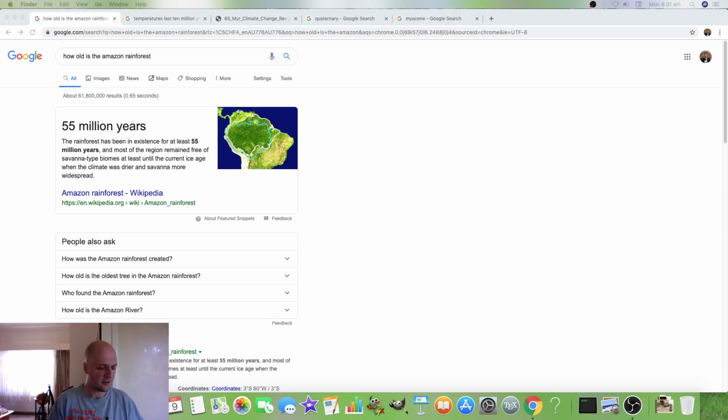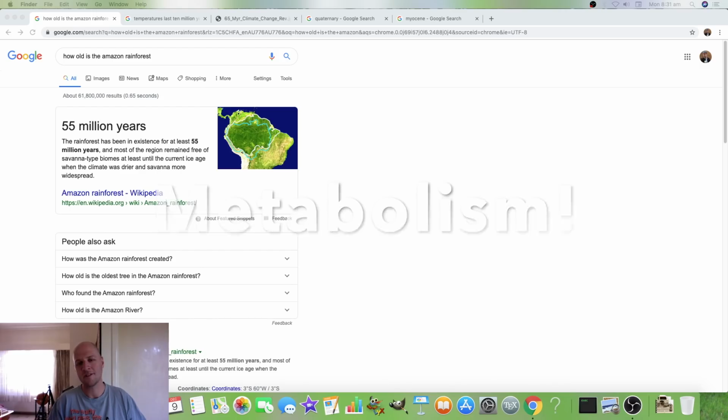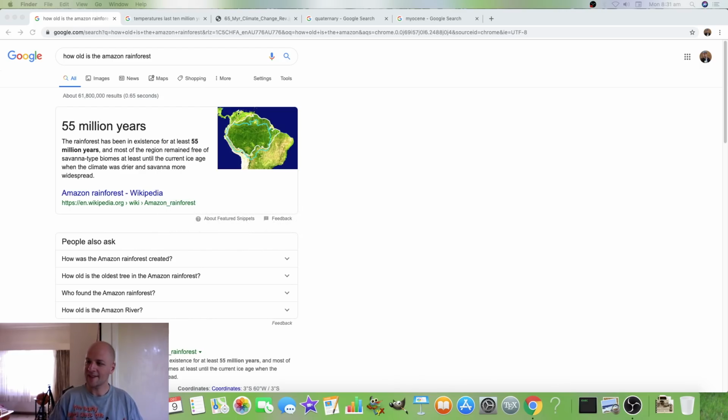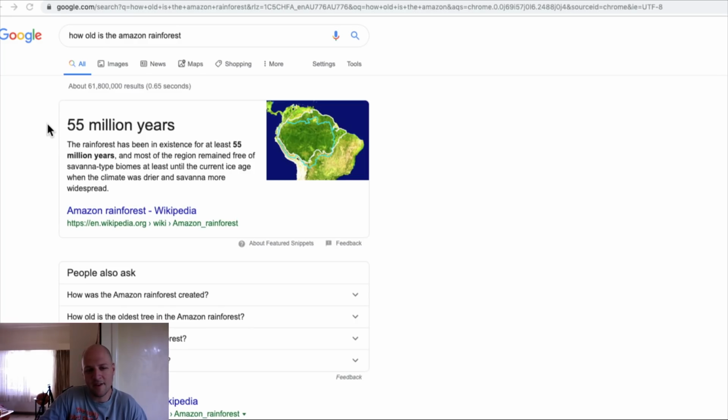And it is due to metabolism, the metabolism of plants in the Amazon and the changing gas levels in the atmosphere over that time. Now, firstly, let's look up the age of the Amazon. If you briefly Google the age of the Amazon, it says the Amazon is 55 million years old. The rainforest has been in existence for at least 55 million years, and most of the region remained free of savanna-type biomes, at least until the current ice age when the climate was drier and savanna more widespread.